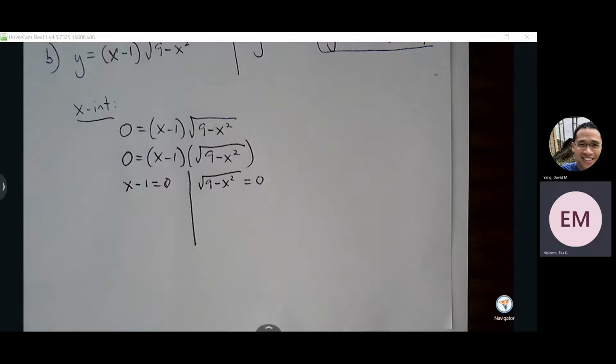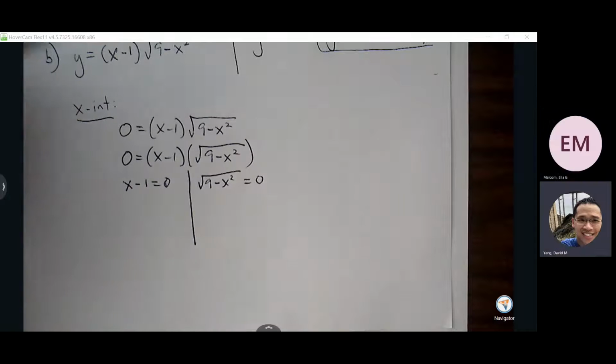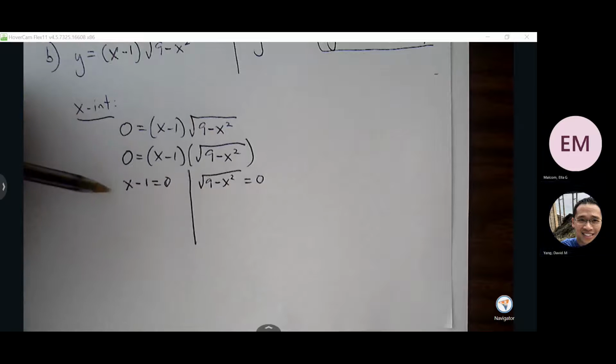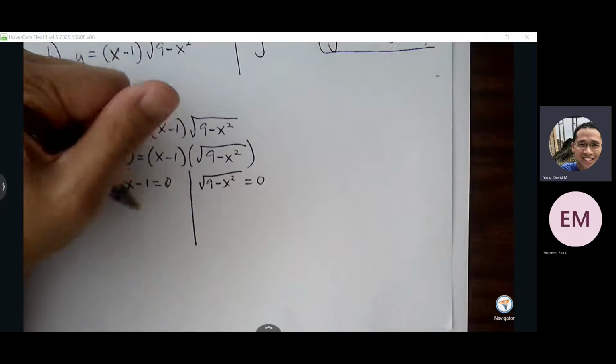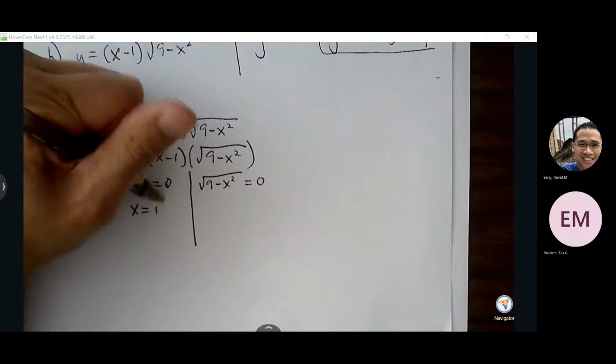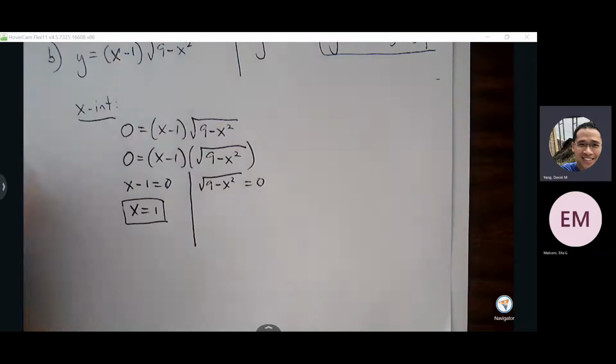So x equals 0 and x equals 3? Well, this side here, what's x equal to? Oh, 1. Yeah, I got to add 1 to both sides. Okay, so there's one x-intercept.